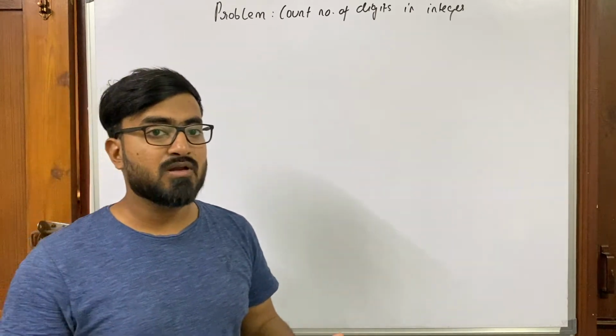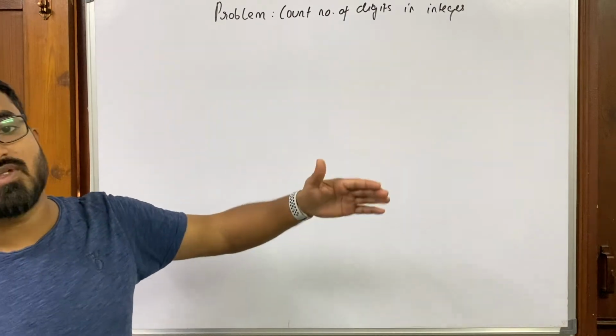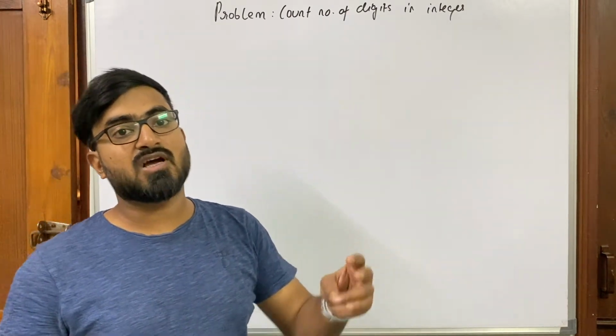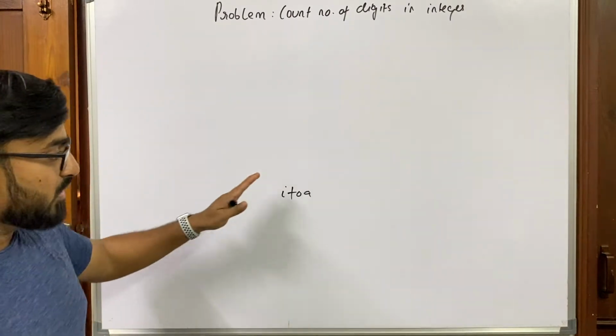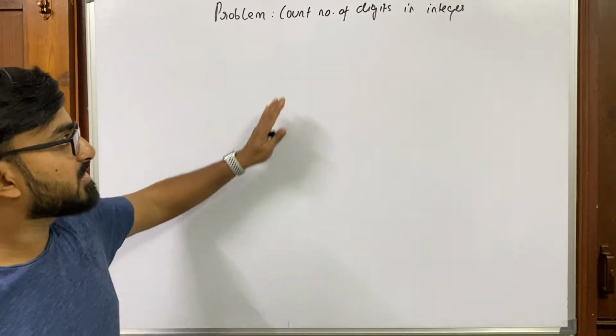So we look at two methods to solve this. First one is very simple. We simply convert this integer into a string and then we print the length of the string. This is very simple in C++, Java, C# and Python. But we'll look at another method using a while loop that counts the number of digits in an integer.